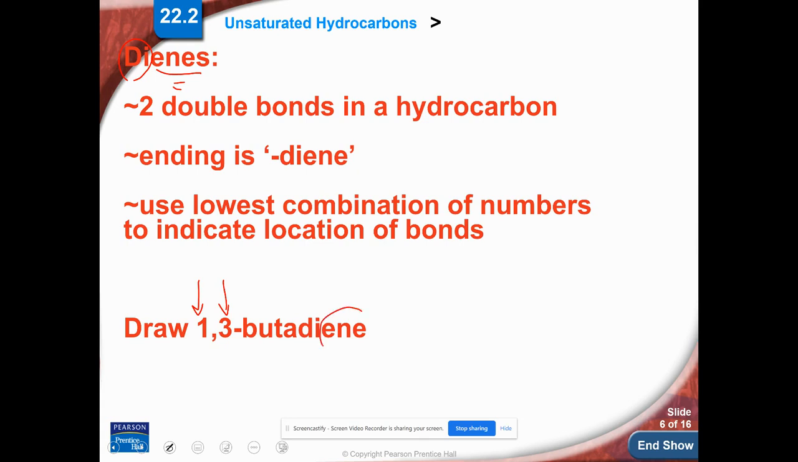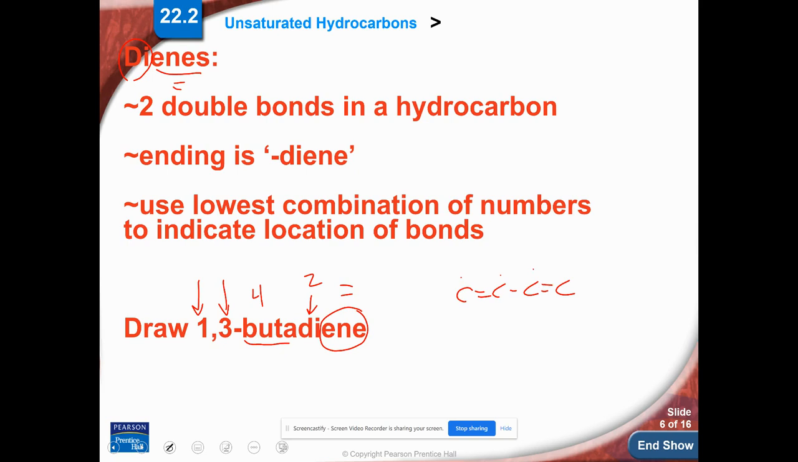So those numbers are indicating where the double bonds are: after carbon 1 and after carbon 3. This is my prefix, but, meaning 4. Then ENE means the double bond. So I have a 4-carbon chain and I have double bonds. I have 2 of them, right? One comes after carbon number 1 and the other one comes after carbon number 3. So this is 1, 2, and that one goes there.